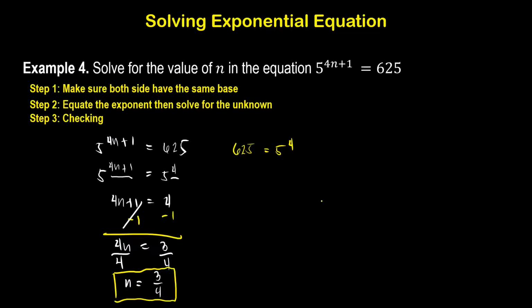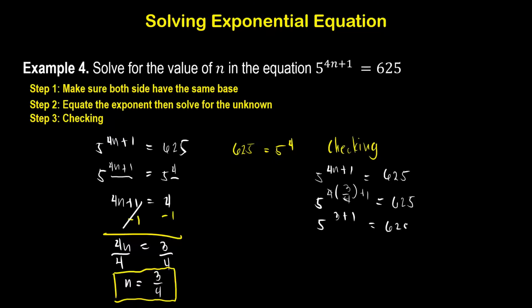Now, to make sure that the value of n is correct, we do the checking. So again, gagamitin natin yung ating original equation, which is 5 raised to 4n plus 1 is equal to 625. Then again, we need to plug in the value of n, which is 3 over 4 here. So 5 raised to 4 times the value of n, which is 3 over 4, plus 1, is it equal to 625? Let's see. Of course, we have 5 raised to 4 times 3 over 4. This is cancelled, that leaves us with 3 plus 1. So, again, let's simplify this one. 5 raised to 3 plus 1 is equal to 4, which is also equal to 625.